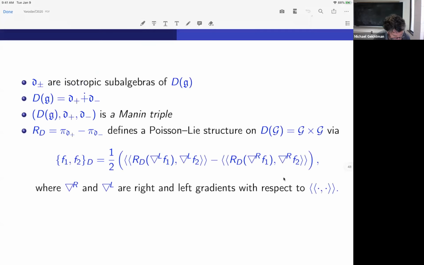And once you have a Manin triple, you can define a Poisson-Lie structure on the double of the group, which is given by exactly the same formula, except that the operator here is just a difference of projections onto these two subalgebras. So we have this, again, even more complicated Poisson bracket on the double of the group.